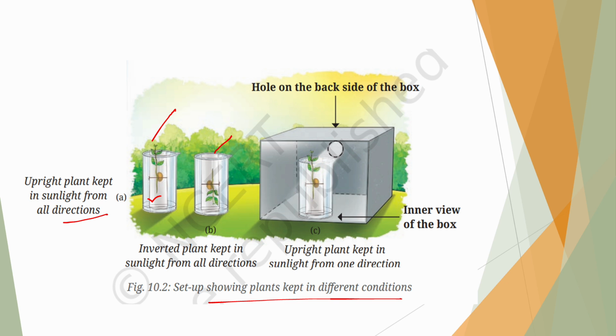And see the next one. Here there is an upright plant kept in sunlight from one direction only. See this plant, it is upright, but it is kept in sunlight from one direction only. It is kept inside a box. You can see a hole on the back side of the box. This is the inner view of the box.